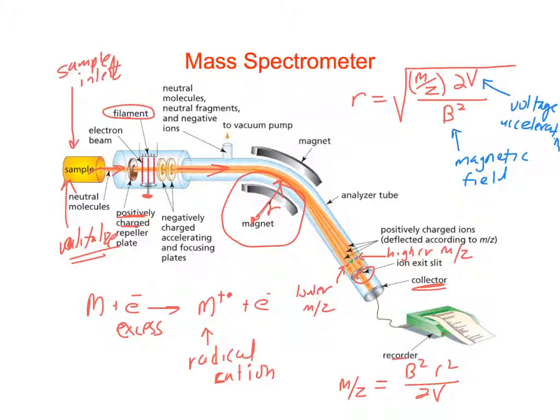All right, so the collector cannot detect the much lower or much higher mass to charge ratios. So at one value of V and B, only one mass to charge ratio will go through here. Okay. But if we change what B is, then at different values of B, each of the different ions will go through the exit slit and be measured. Okay? So that's the general idea.